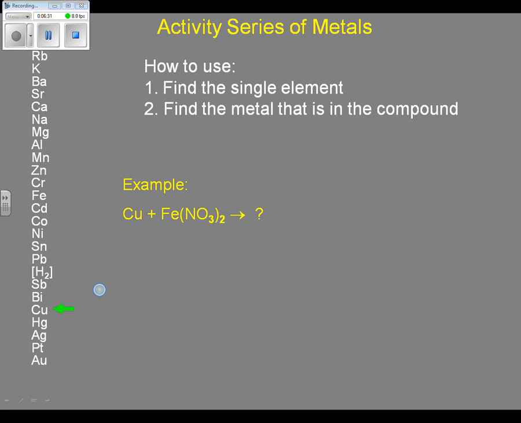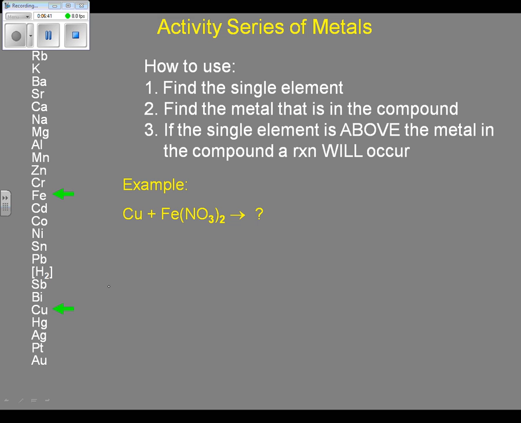Now we need to find the metal that's in the compound, and that's going to be iron. It's the first one written. So, will a reaction happen? If the single element is above the metal in the compound, a reaction will occur. Here, copper is below iron. Copper does not have enough power to replace iron.